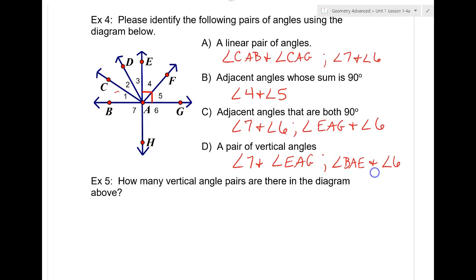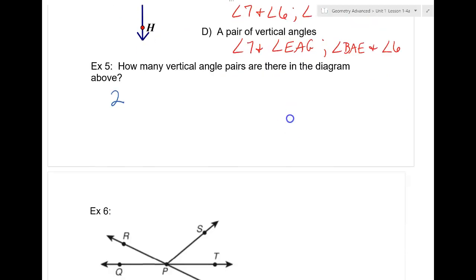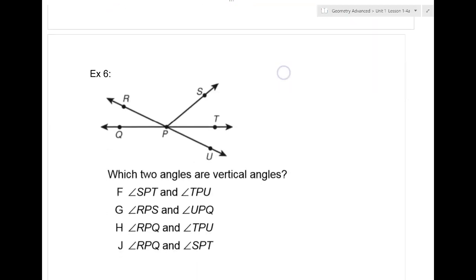All right, well, here's my question. How many vertical angle pairs were there in this diagram? How many total do I have? Just 2, right? So I just only have 2 here, and we named them both, which is kind of nice. Now, here's a question. Let's go down here. Let's do a multiple choice question you guys try.